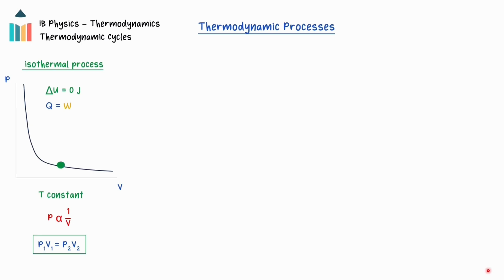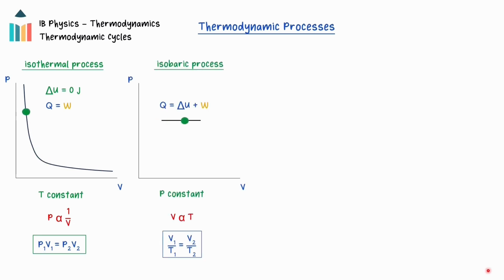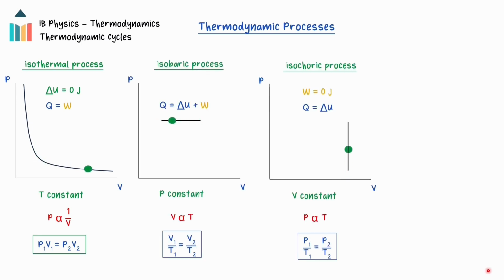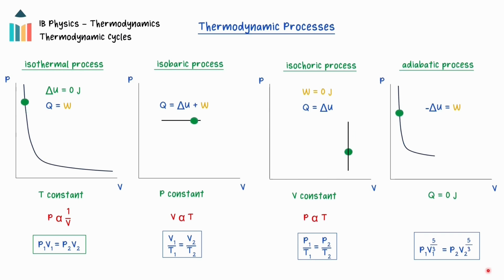There are four thermodynamic processes that can occur to a system of a fixed number of moles of an ideal gas: an isothermal process, an isobaric process, an isochoric process, and an adiabatic process. For a more in-depth explanation of these processes, please watch the first law of thermodynamics and the gas law key concept videos.